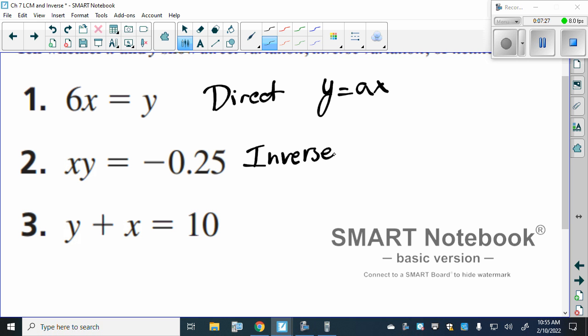Number 3, would we say direct, inverse, or neither? Neither. And the big giveaway is the fact that x and y are being added. Because when we talk about direct and inverse variation, we're talking mainly about multiplication and division. And when x and y are on the same side, they're being multiplied or divided, one of the two. Any questions on these here?